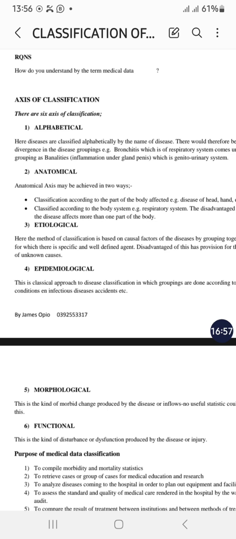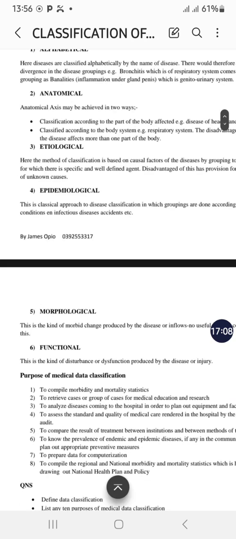Those that start with letter B, we put them together. Those that start with letter C, we put them together like that. So we arrange them just like words in the dictionary. I think that is very simple to understand. The next thing we have is what we are calling etiological.